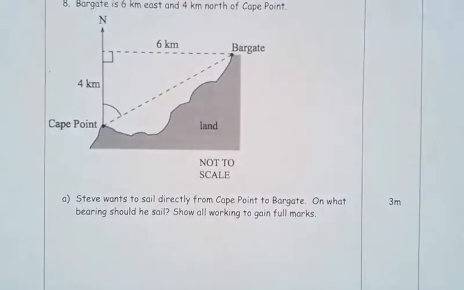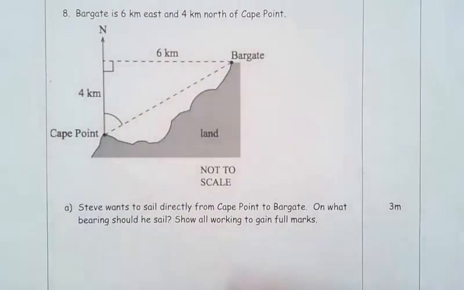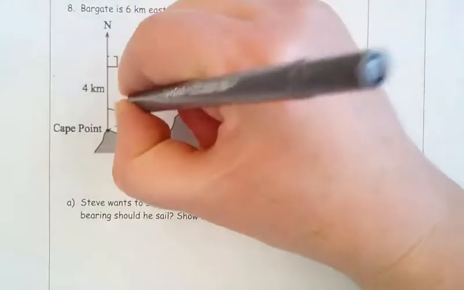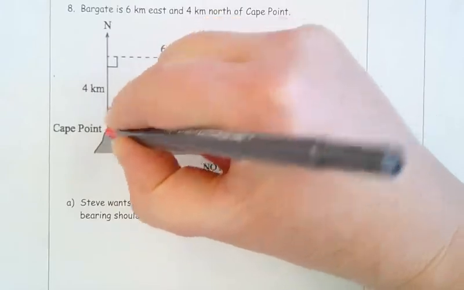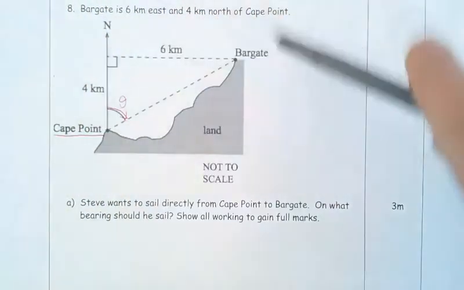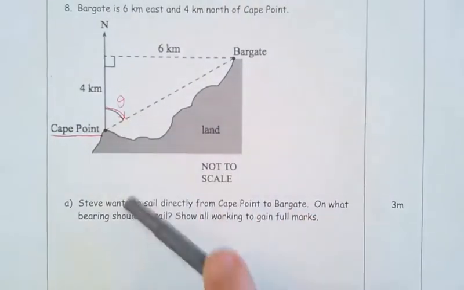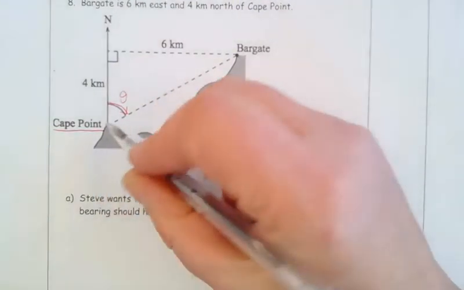Remember, bearings are measured from north, and then you go clockwise. So you need to work out the angle that you want, and this angle would actually be the bearing. From Cape Point, start from Cape Point and go clockwise till you get to Bargate. So you just want to find this angle for part A. That's not the hard bit, okay? Most people are able to do that. But you've got to identify the bearing from Cape Point to Bargate.